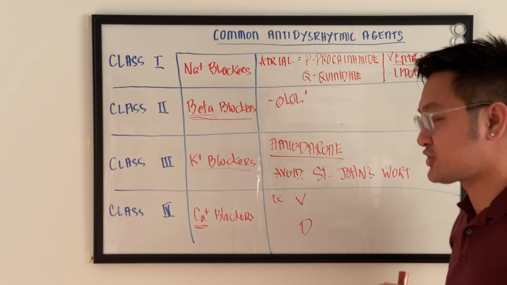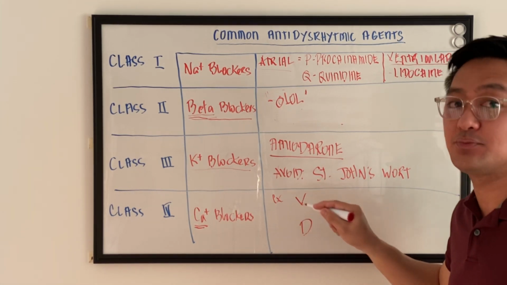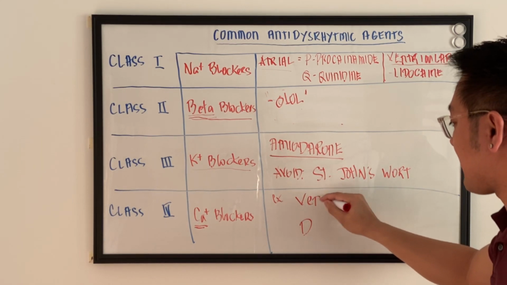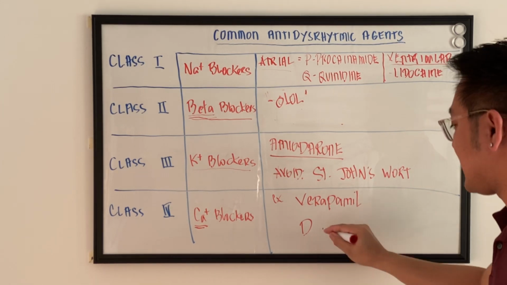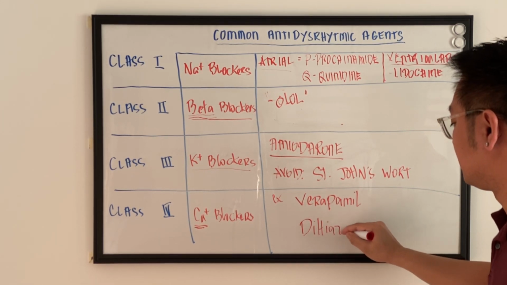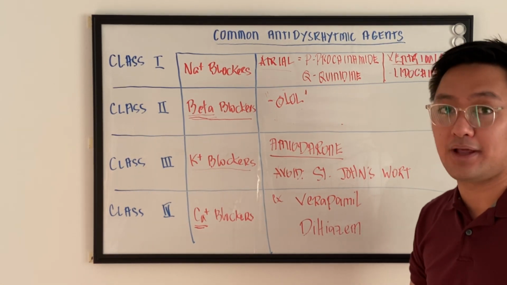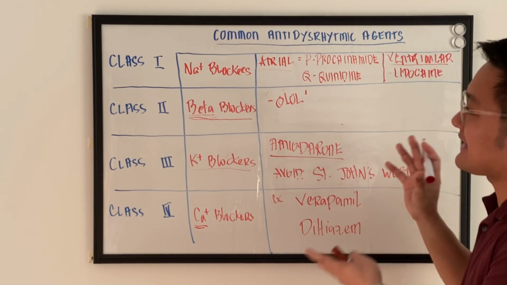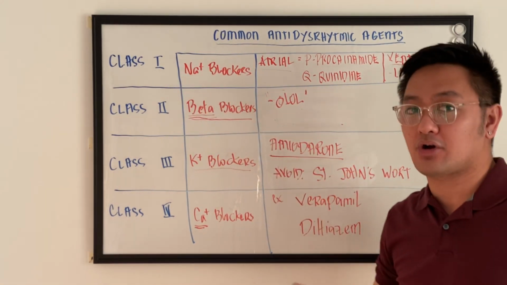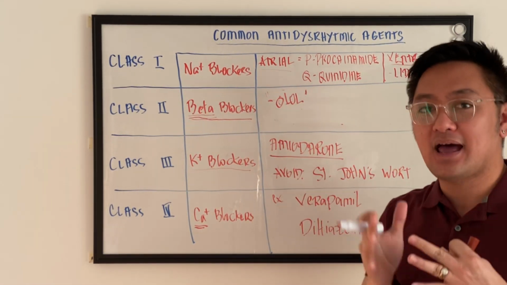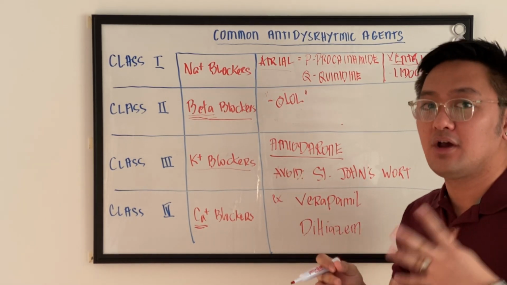So give me an example, Sir John, of your calcium channel blocker that starts with V and another that starts with D. V stands for your verapamil. Okay? And D stands for your diltiazem. Okay? So VD are your calcium channel blockers. So these are the different antidysrhythmic agents you need to remember in your examination. So you have your class 1, sodium channel blocker, class 2, beta blocker, class 3, potassium channel blocker, and you have your class 4, your calcium channel blocker, your VD.